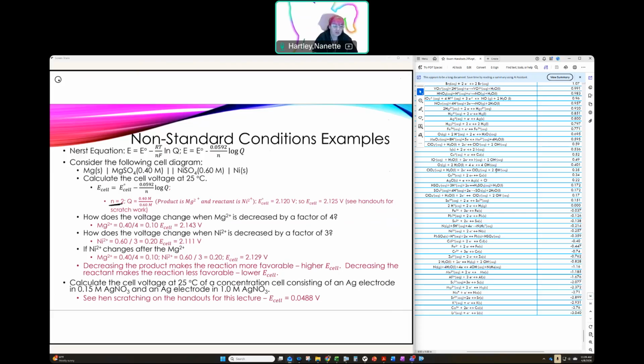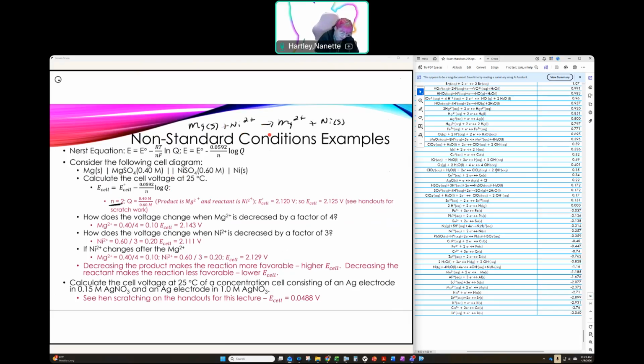Now my Q is equal to my products over my reactants. So this might take a minute, but if we take the cell notation, I know I'm going from Mg solid to Mg2+. And I'm also going from Ni2+ to Ni solid. Remember, reactant, product, reactant, product. So that's how I got this statement right here.